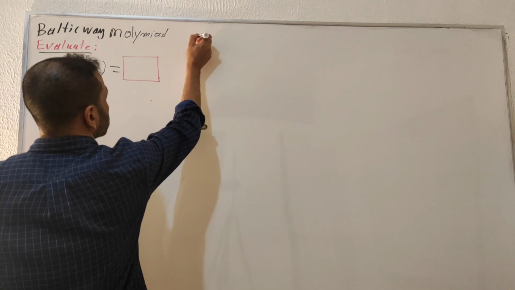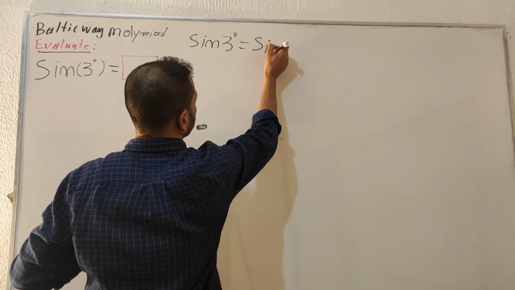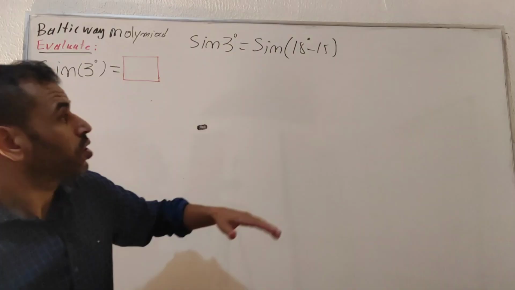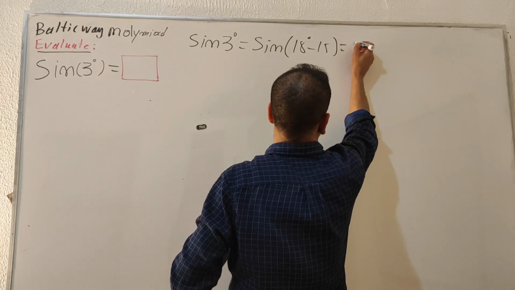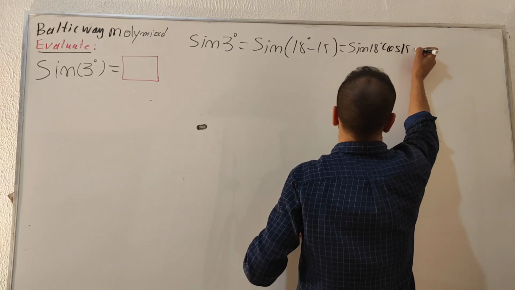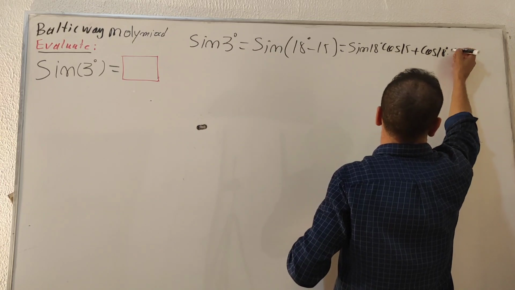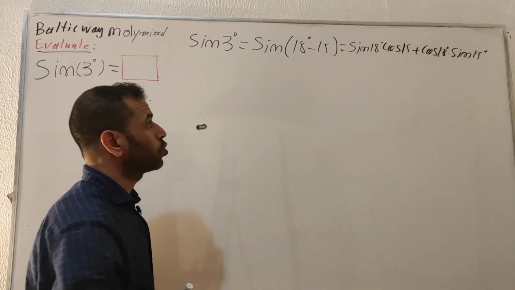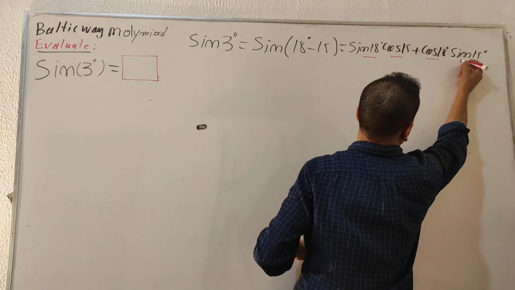We know sine of 3 degrees equals sine of 18 minus 15. So I'm going to apply the trigonometry formula on this one. This is clearly giving us sine 18 multiplied by cosine 15 plus cosine 18 multiplied by sine 15 degrees. Now we need to calculate sine 18 and cosine 15 as well as cosine 18 and sine 15.